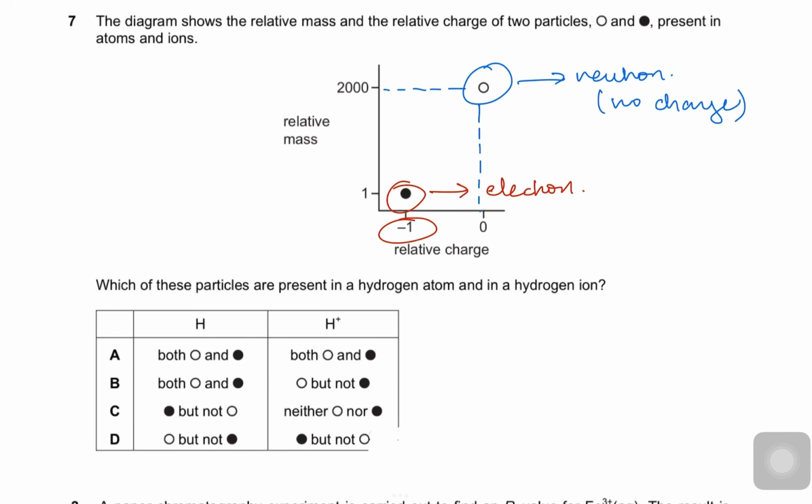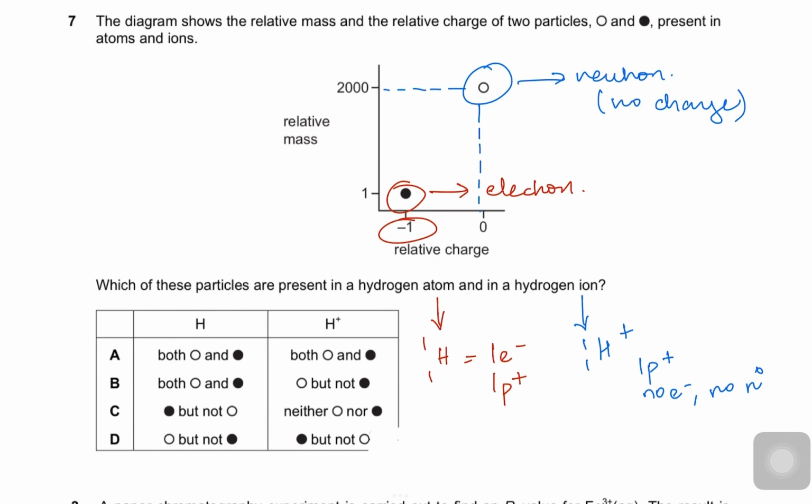Which of these particles are present in a hydrogen atom and a hydrogen ion? So a hydrogen atom has only one electron and one proton. A hydrogen ion, which is H+, has one proton only, no electron, no neutron.